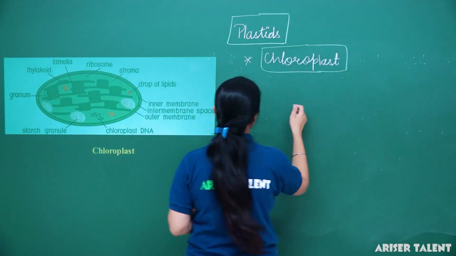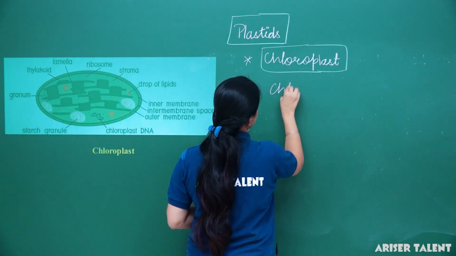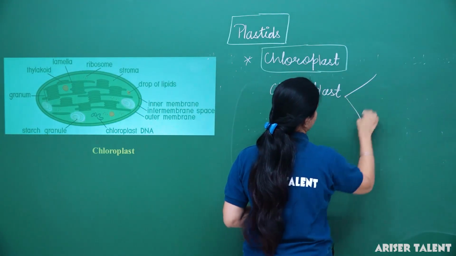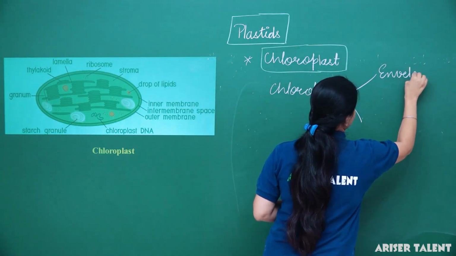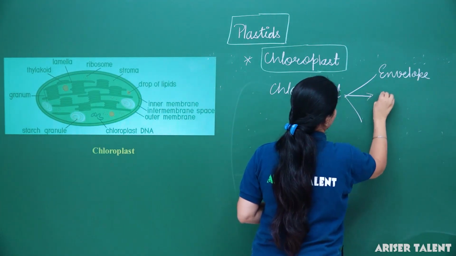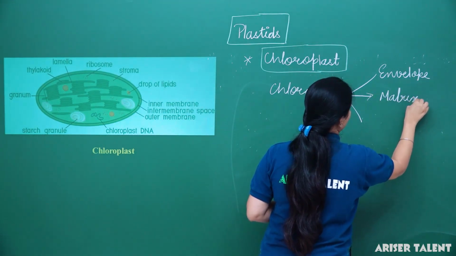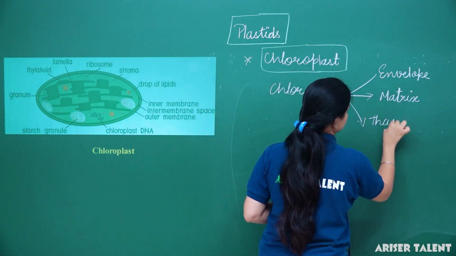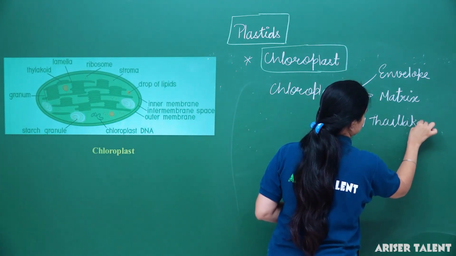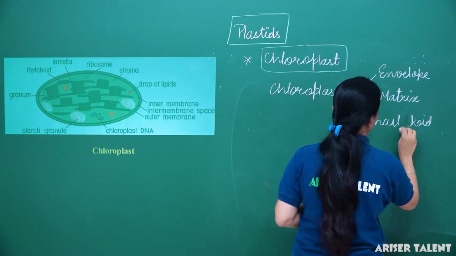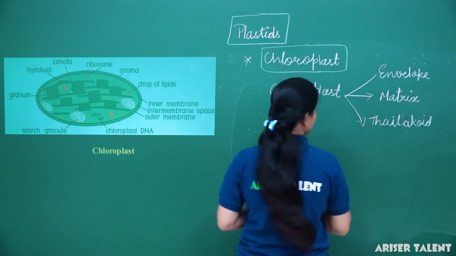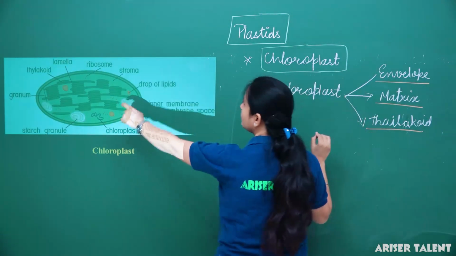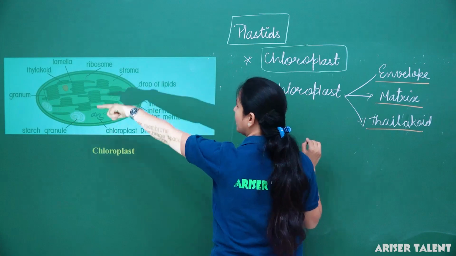Now here we can go with the structure: chloroplast generally has three parts. What are they? Envelope, matrix or stroma, and thylakoid. So chloroplast has three parts: envelope, stroma and thylakoid.